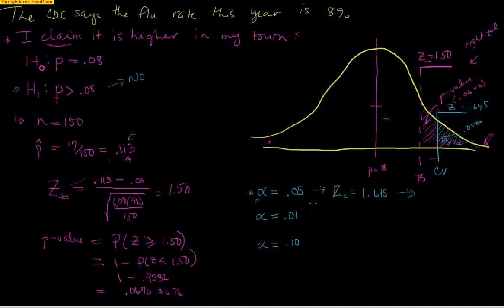No, it's not. It's not enough evidence to say the claim is true. It doesn't mean for certain that we don't know whether or not it's true. It just means there's not enough evidence to say that it's true. But what happens if we change that level of significance?